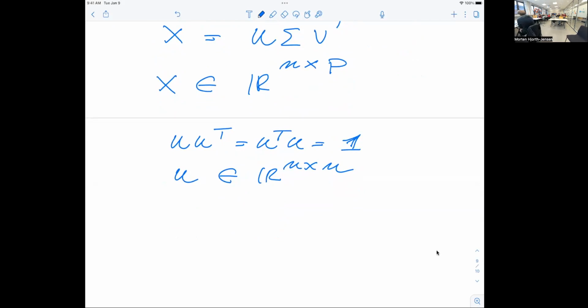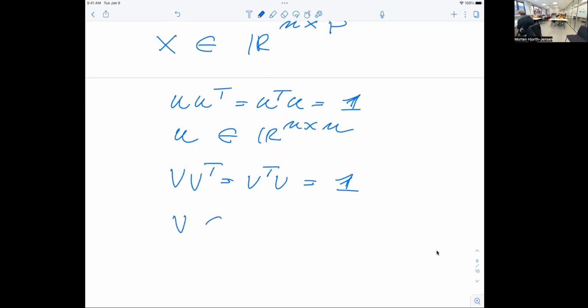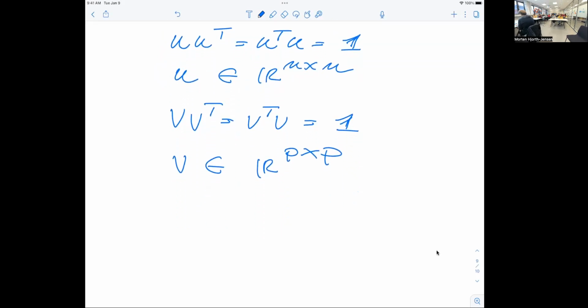And the matrix V has the same properties. V transpose V is also given by the identity matrix. And V is now a matrix of dimensionality p times p. So these are square matrices. And they're orthogonal matrices, which means that the matrix U is something we can write out in terms of the column vectors. So we would have column vectors u0, u1, up to u of n minus 1. So these are the column vectors.